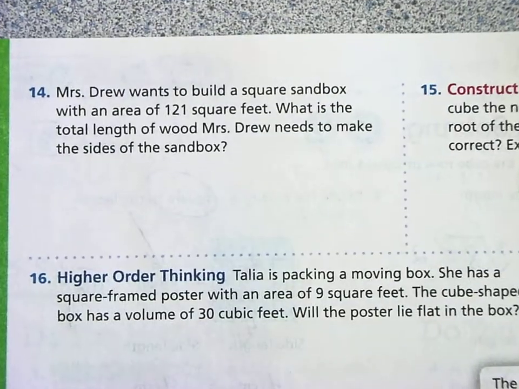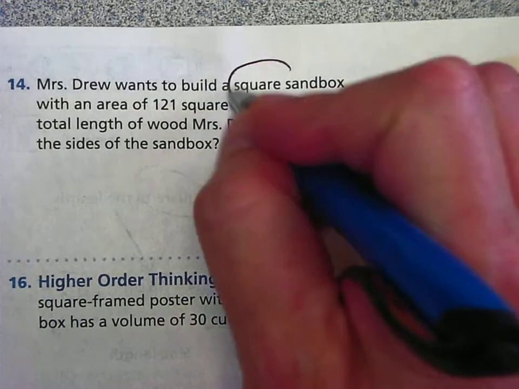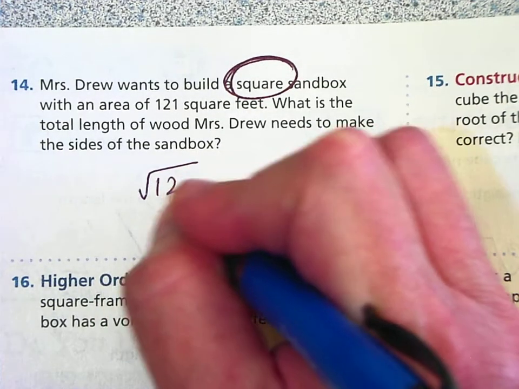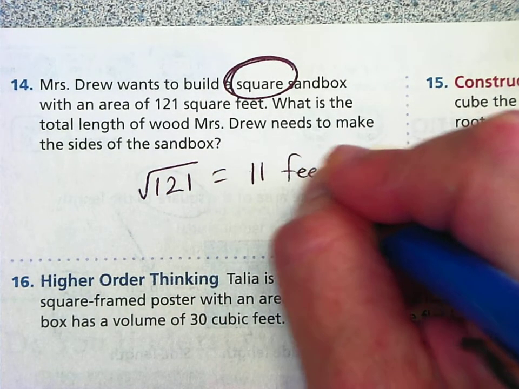Okay, let's just do a couple more. So I am on the back side. I'm on page 30 right now. Let's take a look at this one. At the very top, number 14. It says Mrs. Drew wants to build a square sandbox with an area of 121 square feet. Well, because it's a square, you're going to square root that. So the square root of 121 is 11 feet. That means each side is 11 feet.